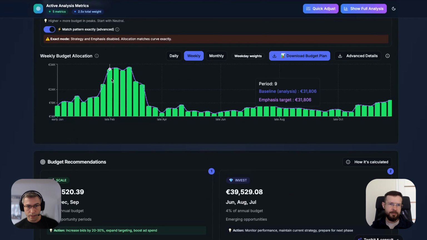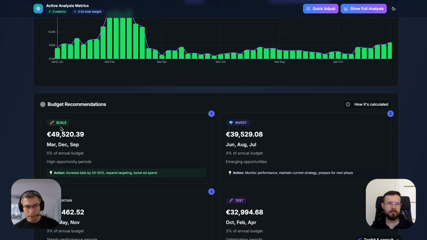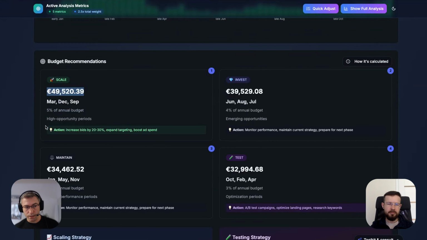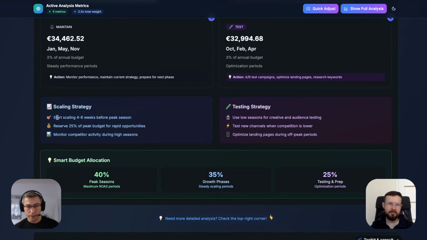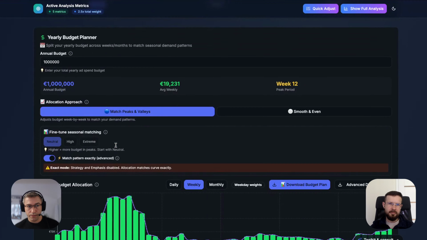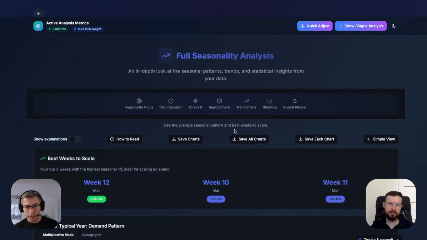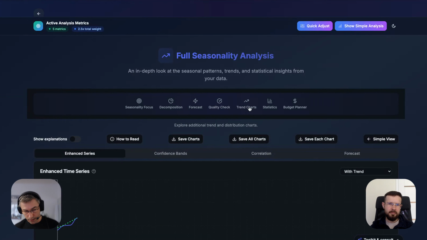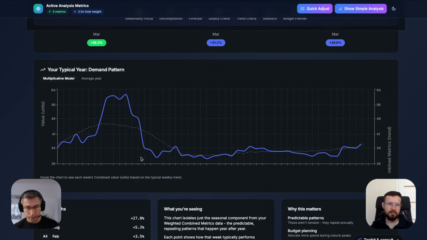So as you can see here, there are budget recommendations for specific quarters, like which months are for scale, invest, maintain, and test. And you can have some actions here. How much of the total budget should be allocated? Some additional information, to be honest, is not that important. This is the most important part. You can also go for the full analysis, and there are different statistical supports here that you can explore, but it's all rather work in progress.